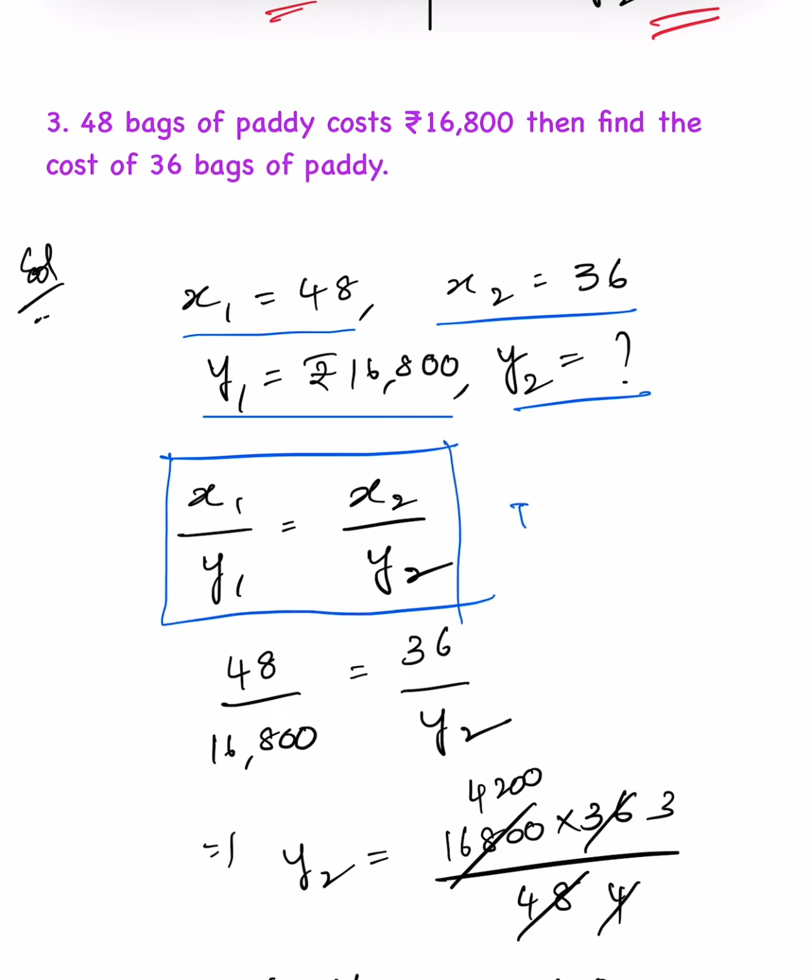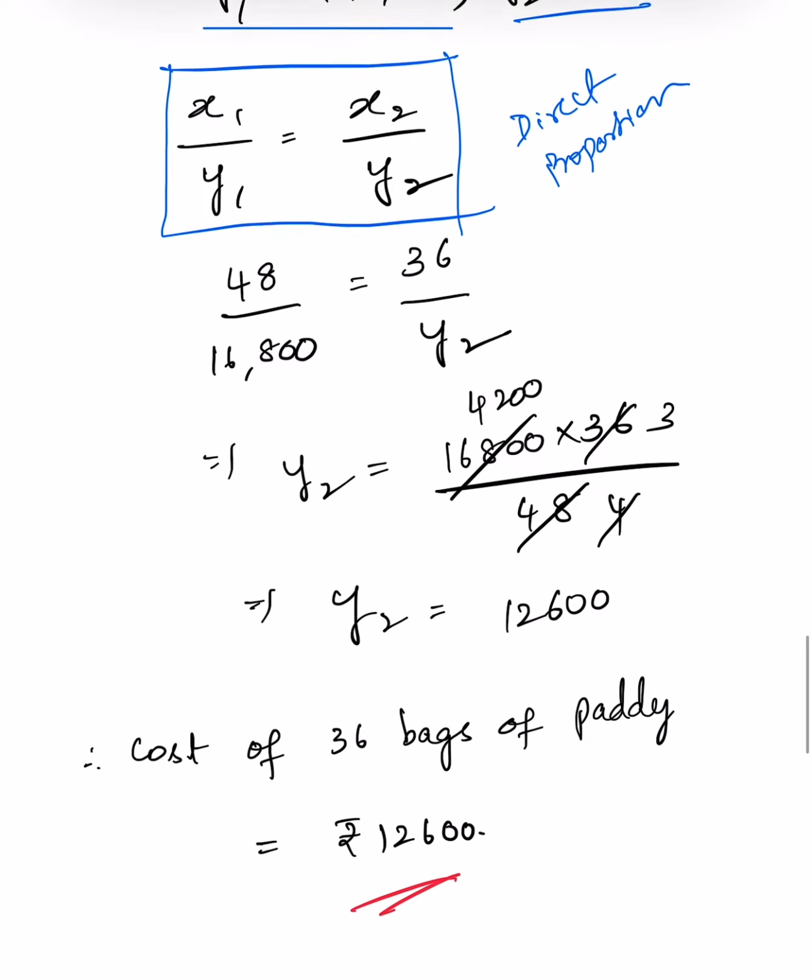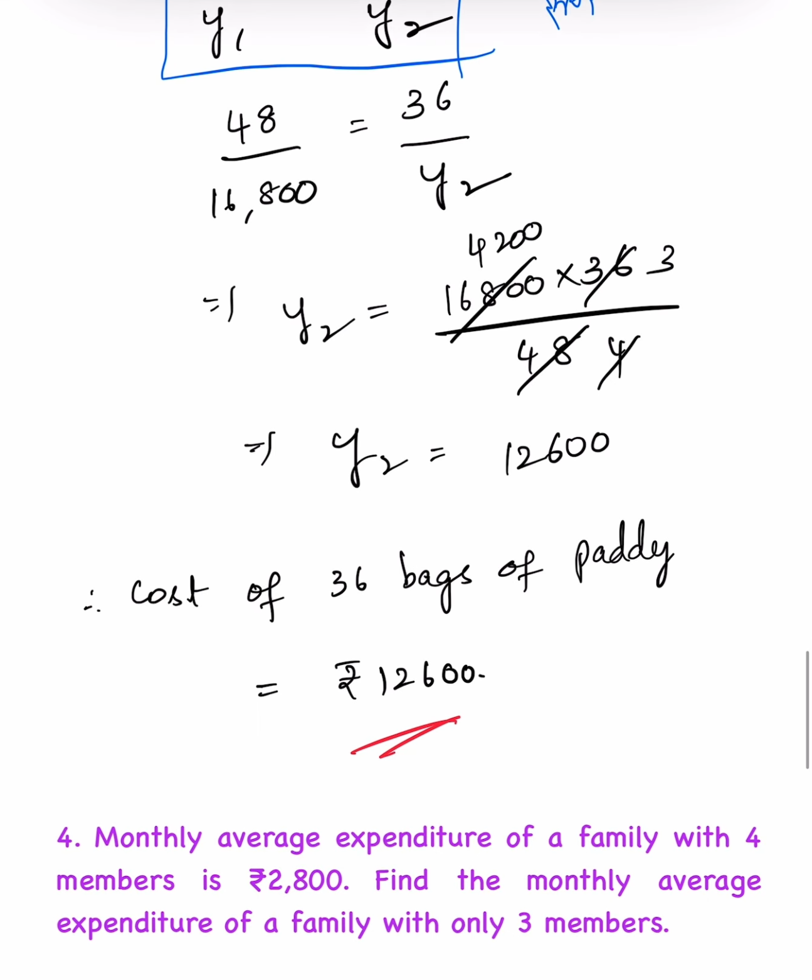Direct proportion. So x by y is constant. So 48 by 16,800 equal to 36 by y2. Therefore y2 equal to 12,600. So the cost of 36 bags of paddy is rupees 12,600.